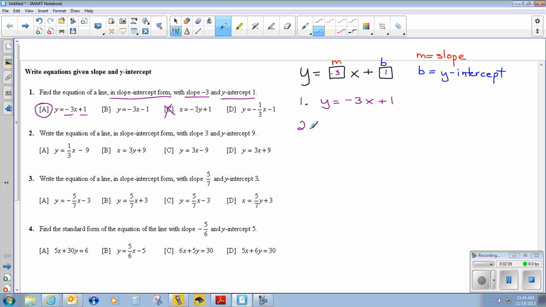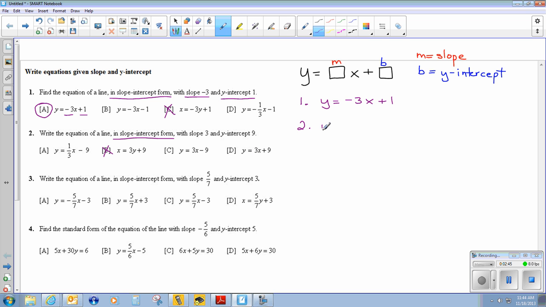If we look at number 2, let me erase these real quick. Okay, looking at number 2, it says write the equation of a line in slope-intercept form again. So we want it in this form. Let's eliminate any choices that are not solved for y. That one's solved for y, so it's a possibility. This one is not solved for y, it's solved for x. So this is definitely not in slope-intercept form. This one is solved for y, and this one is solved for y.